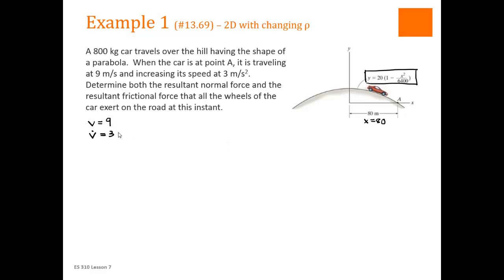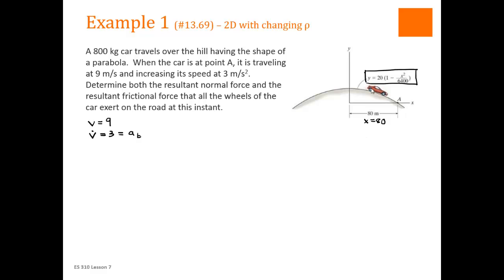So we already know this is a_T, right? Because our equation for a_T is v dot. We need to determine both the resultant normal force and the resultant frictional force that all the wheels on the car exert on the road at this instant. And so the normal force is in the N direction, the frictional force will be in the T direction. Alright, so let's start with drawing our free body diagram.